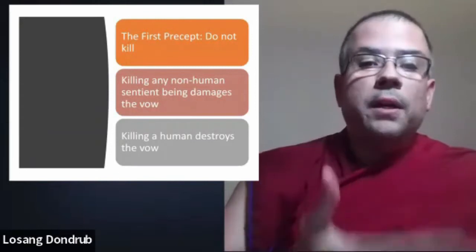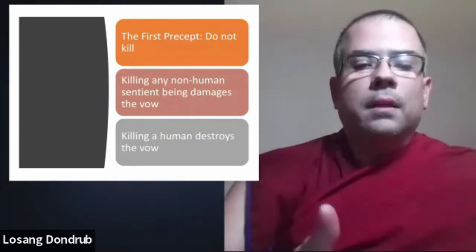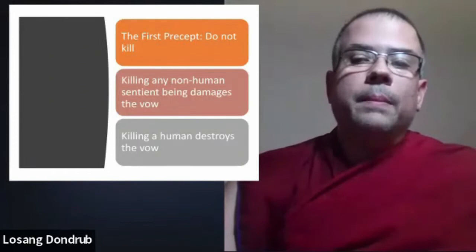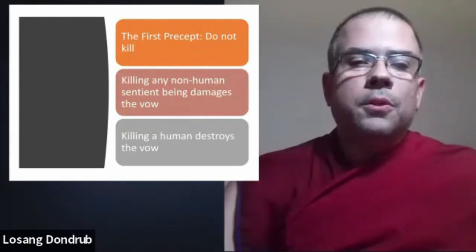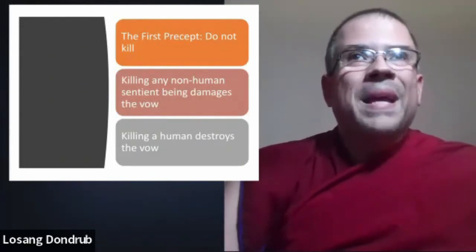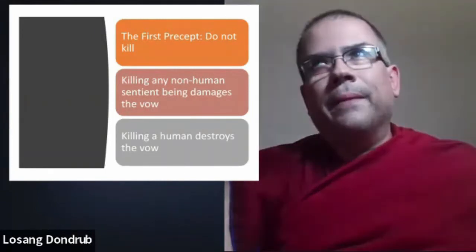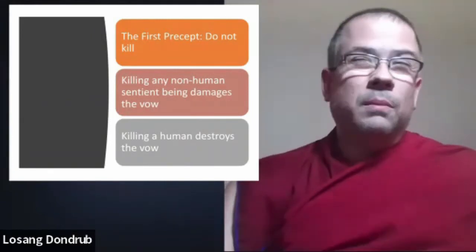So we can judge that plants are not sentient beings. So the precept doesn't apply to plants. There are other ways, like with the Bodhisattva vows, it gets a little bit more subtle.